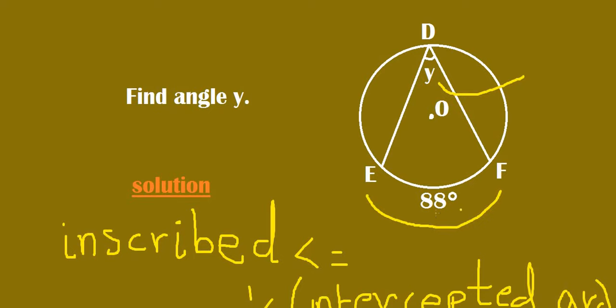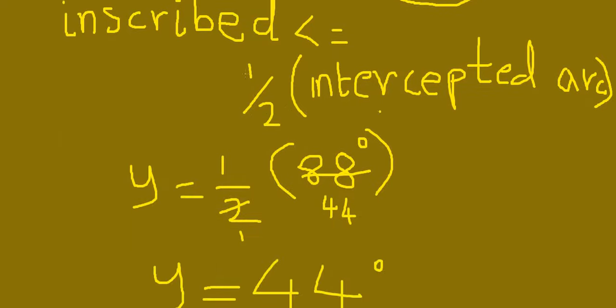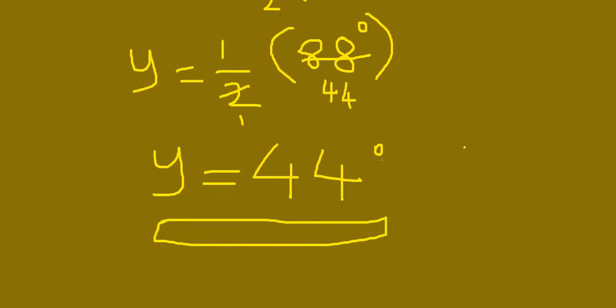This arc EF has the value of 88 degrees, and the theorem says inscribed angle equals half times intercepted arc. So our inscribed angle is y, the one which we are finding, and our intercepted arc is 88, arc EF, of course. Then when we simplify, by twice 1, by twice 44, we come to have the final answer, which says y is equal to 44 degrees.